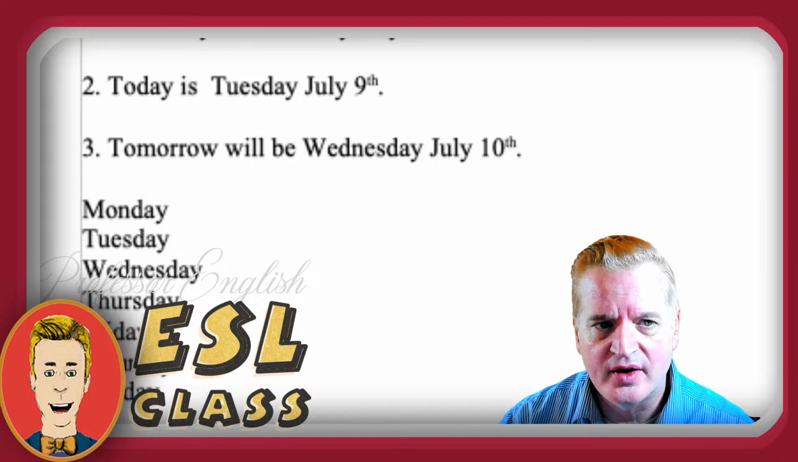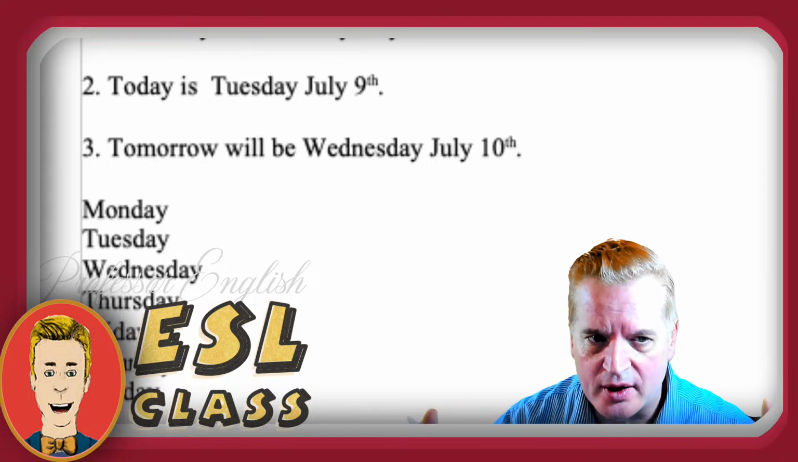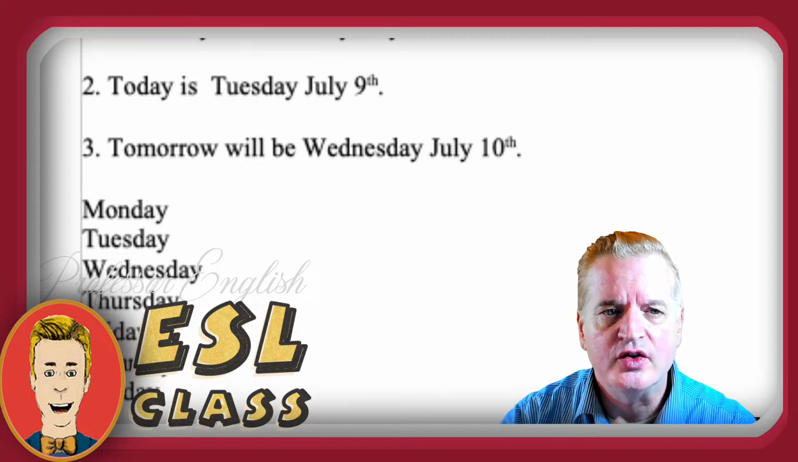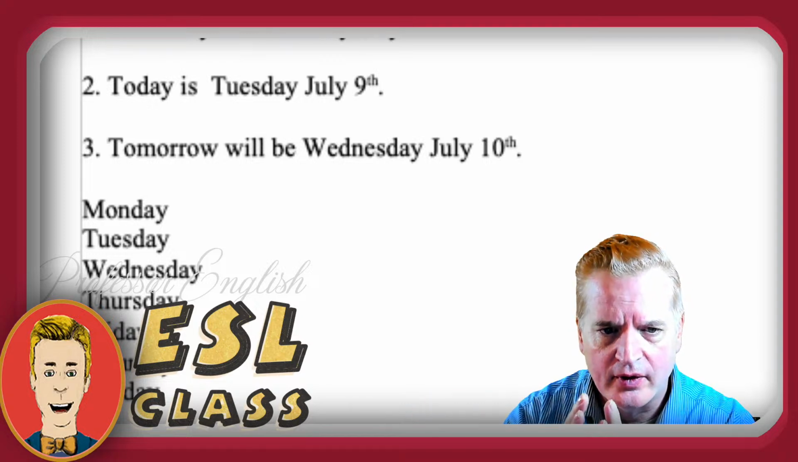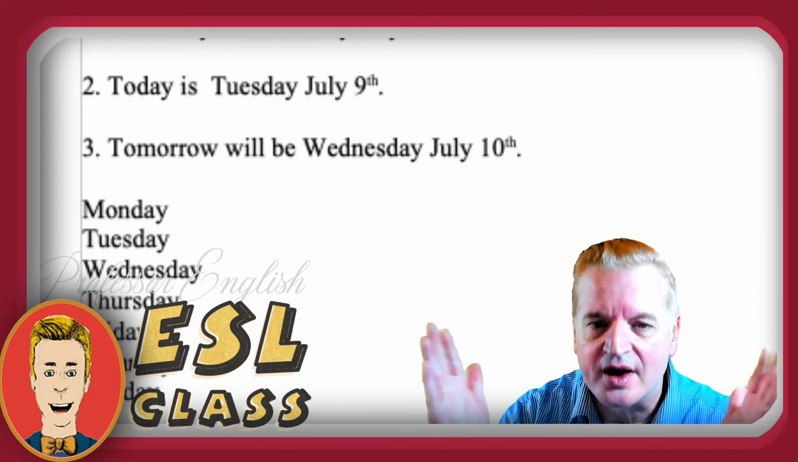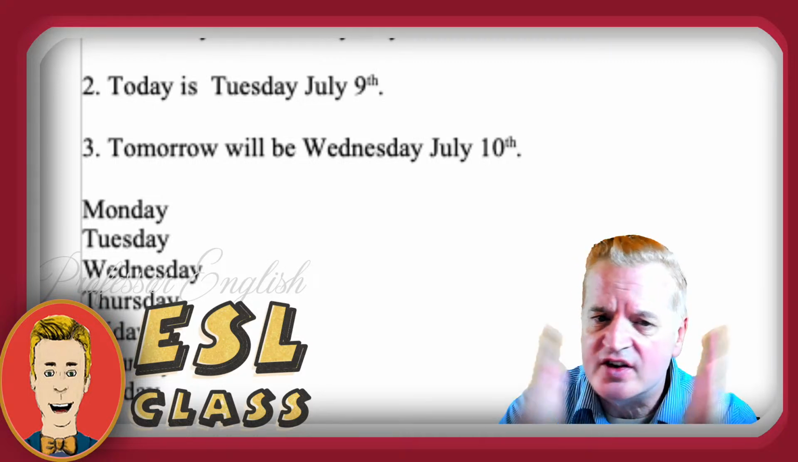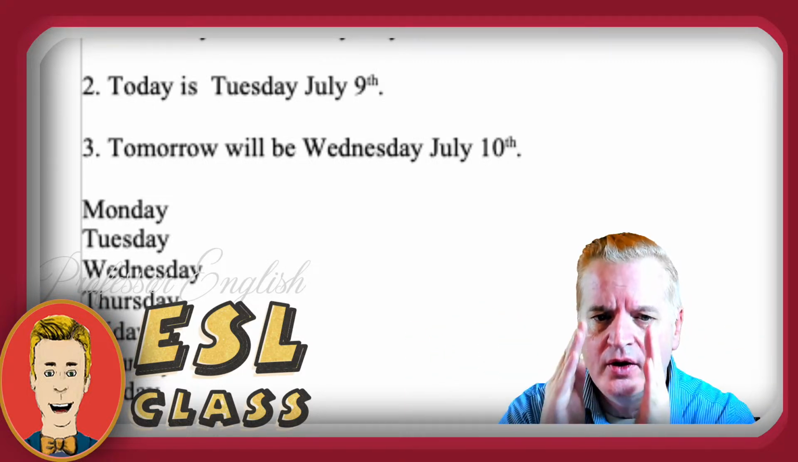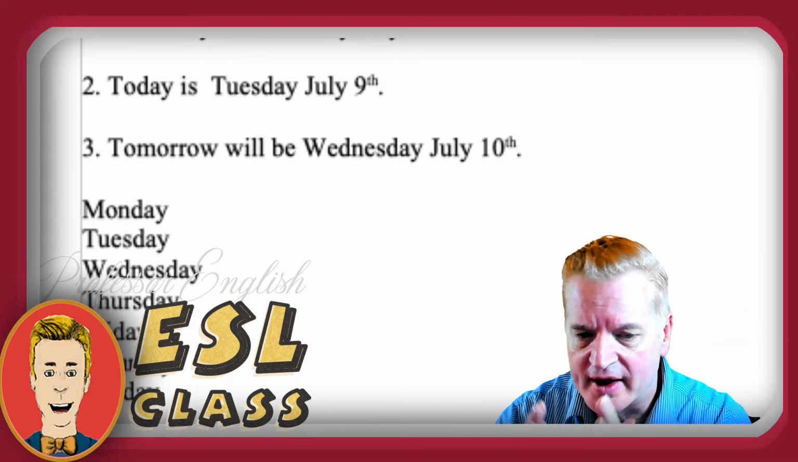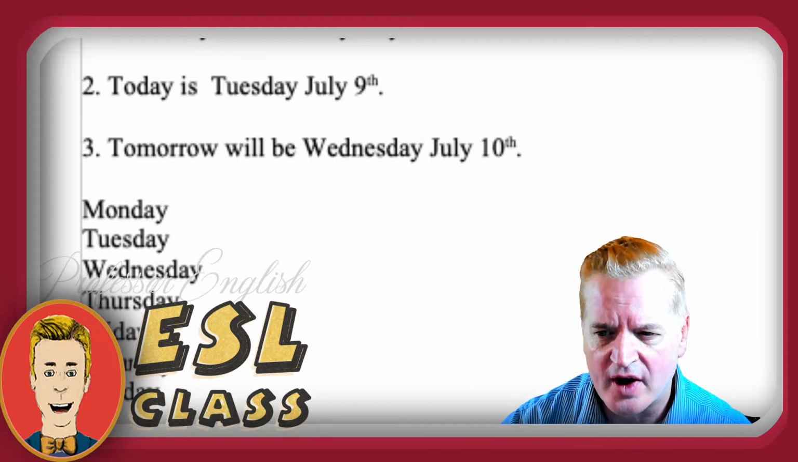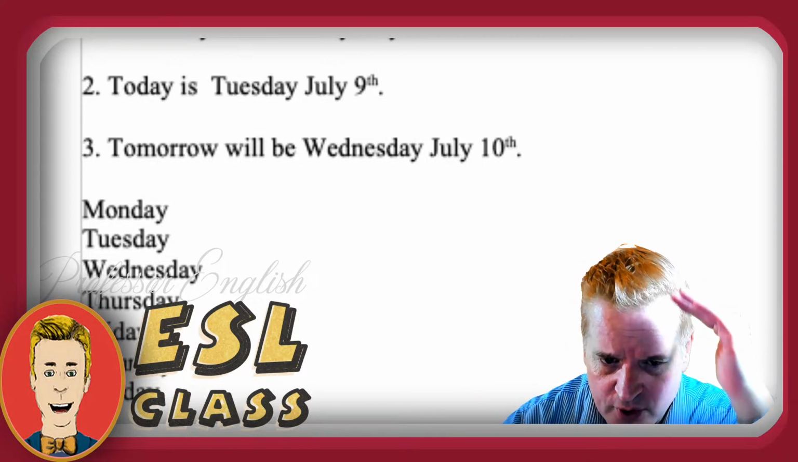What day is today? Today is Tuesday. Focus on Tuesday. Today is Tuesday, July 9th. No, today isn't Saturday, July 9th. Today is Tuesday, July 9th. This intonation is very important for reducing your accent.